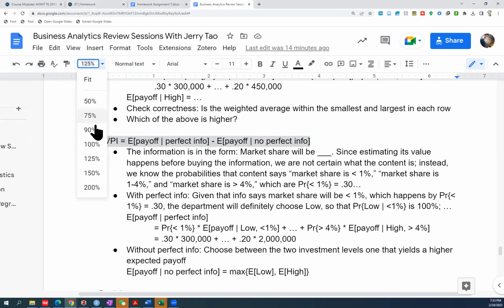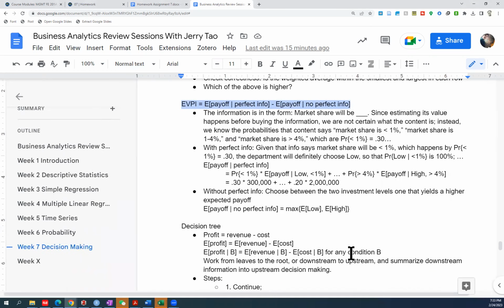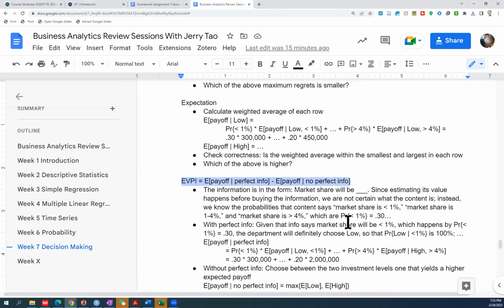Jerry, could you for D, could you clarify one more time how we solve that? So you're saying that whatever we get as the higher payoff for C is what we will have for E also.